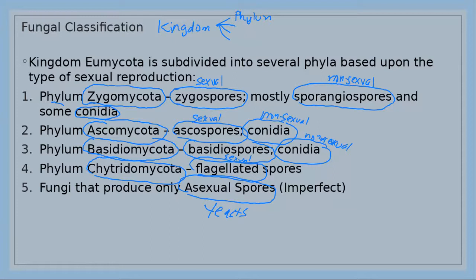They only produce the non-sexual spores. Sometimes this group is also known as imperfect fungi or Deuteromycota. Okay, that's the scientific name. Imperfect fungi or Deuteromycota. Examples are yeast.